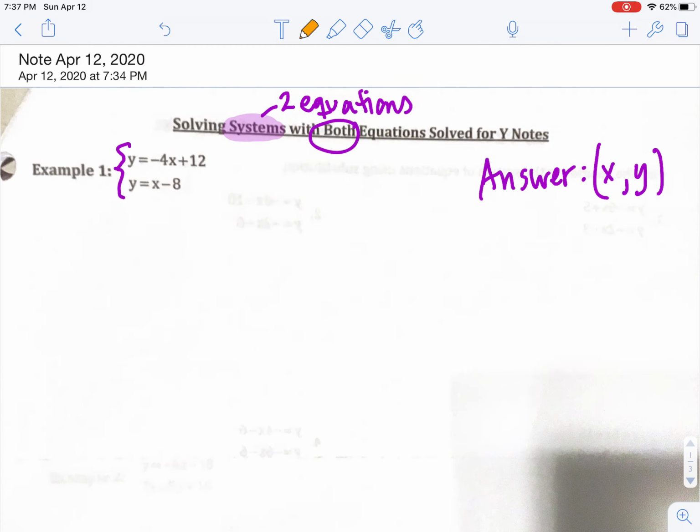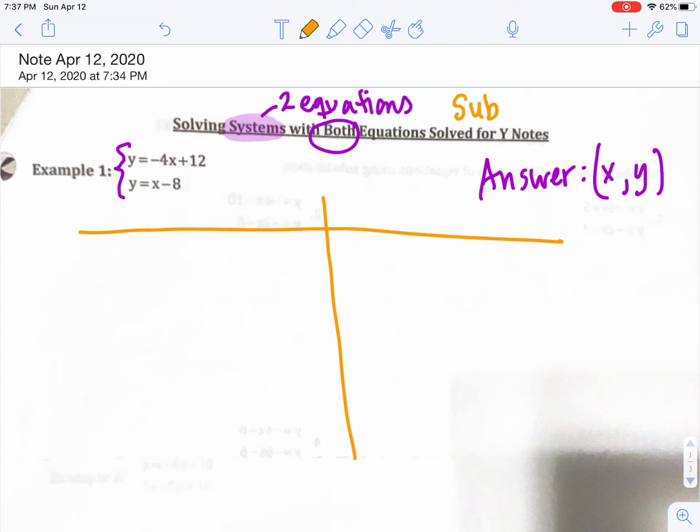Okay, so the first thing you're going to do when you see 2 equations is you're going to draw a big T, like that. That's called our T-chart. Now we're going to first use a method here called substitution. Okay, that's the name of the method we're going to use first. We're going to practice substitution this whole week. So you're going to get really good at this thing called substitution this week. And what it just means is you're going to be substituting one equation into the other equation.